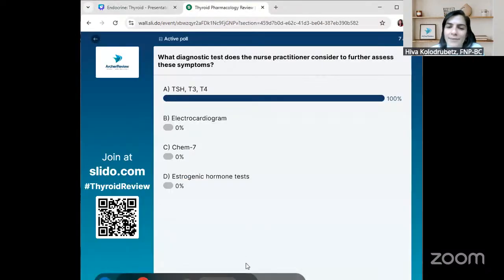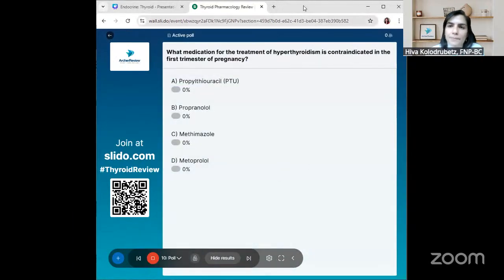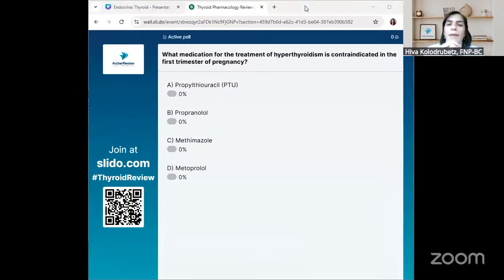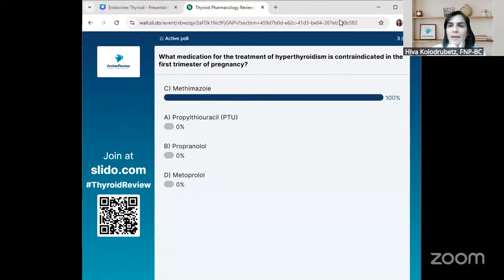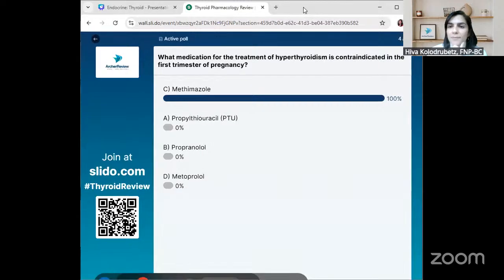And I think this one's all fit in my Slido so we can read it together. All right. So what medication for the treatment of hyperthyroidism is contraindicated in the first trimester of pregnancy? Is it A, B, C, or D? I may have hit the nail on the head on this one, but I really want to make sure around safety precautions we talk about this. And you guys know that as you're studying pharmacology, you're really thinking about contraindications as well, right? Because we want to be safe providers out there.